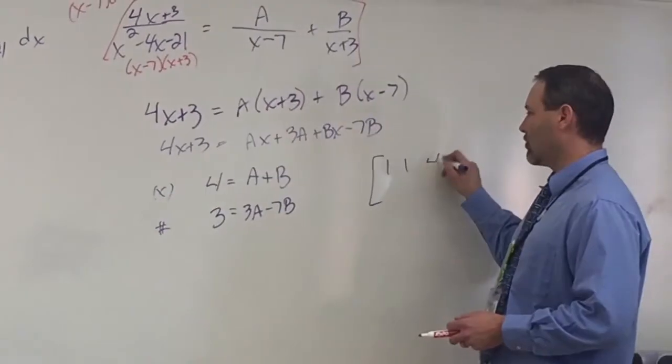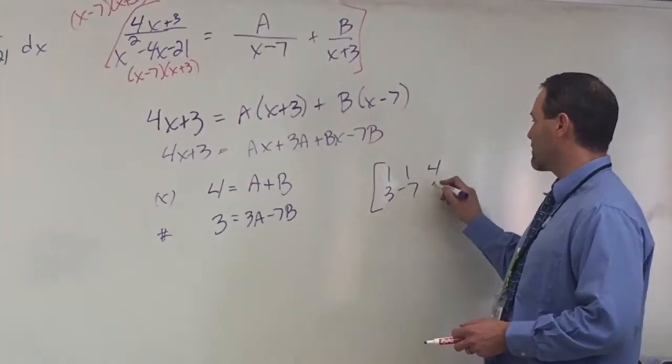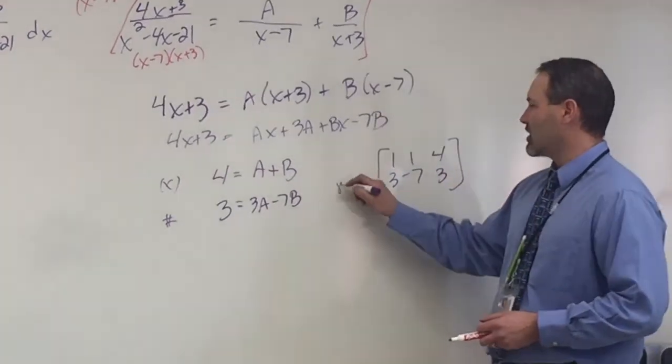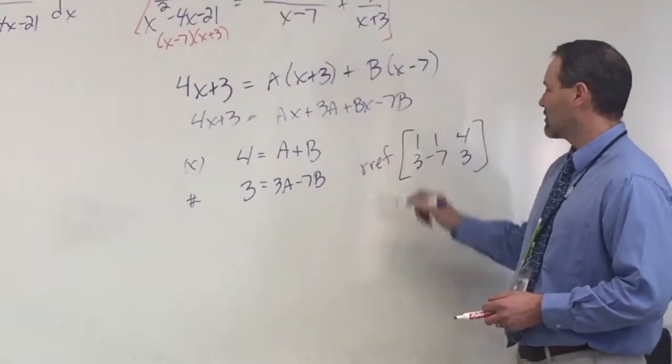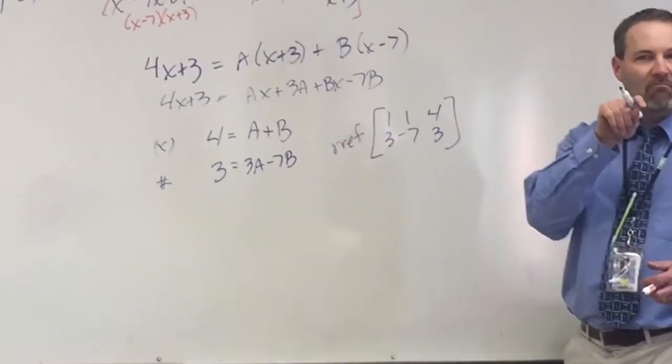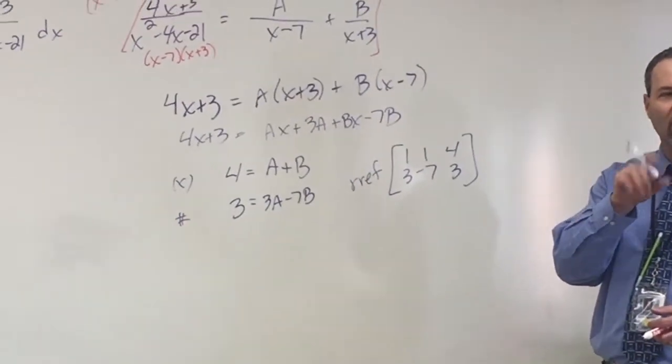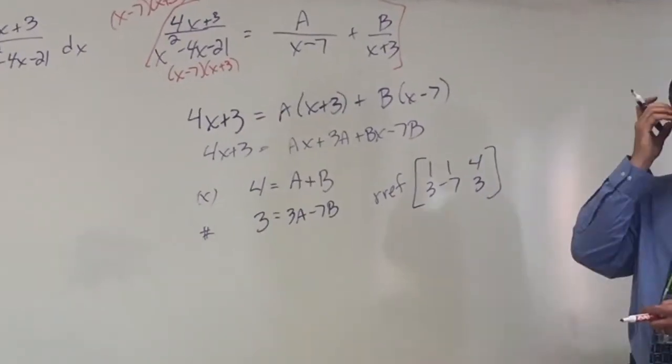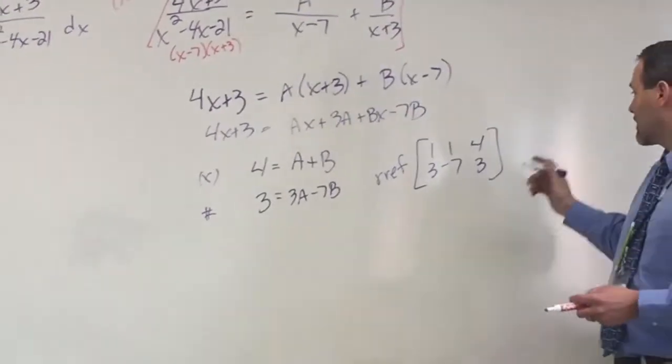It's 1, 1, 4, 3, negative 7, 3, reduce row echelon. Remember that? It's just a weird abbreviation for something. Hit math, then hit the frac button, and it'll give you the fractional answers.